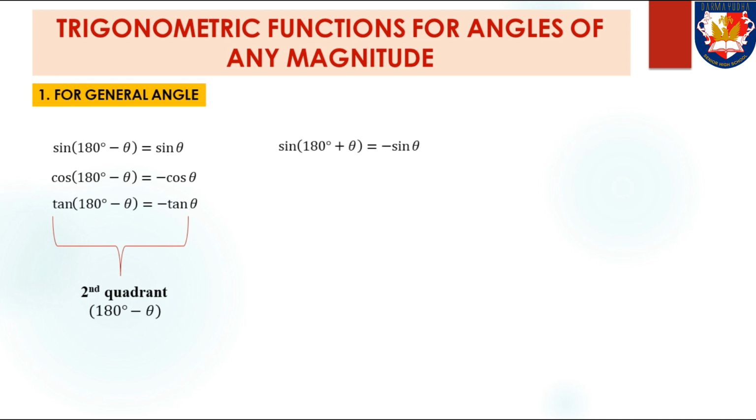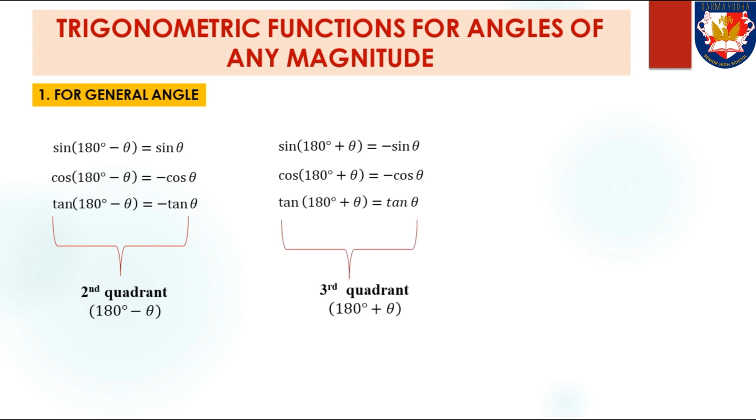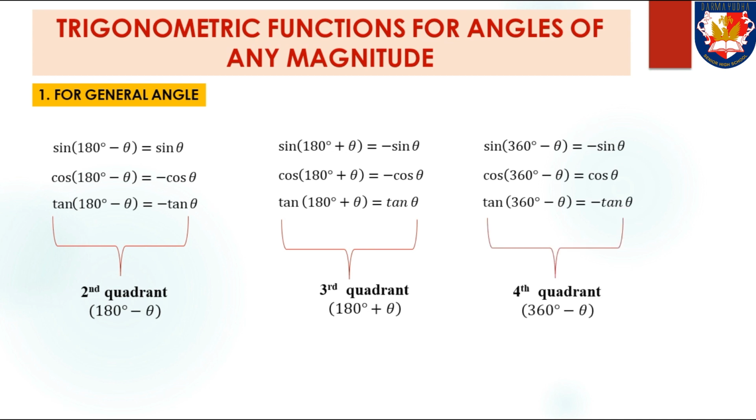For the third quadrant, we also have the following formula. Remember, the third quadrant is 180 degree plus theta. Remember, in the third quadrant, only tangent is positive. For the fourth quadrant, only cosine is positive.